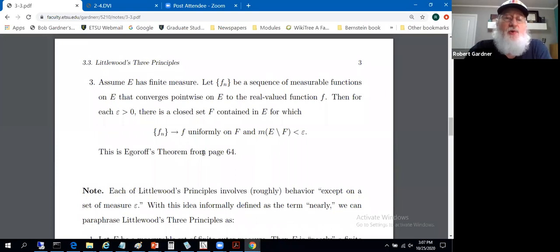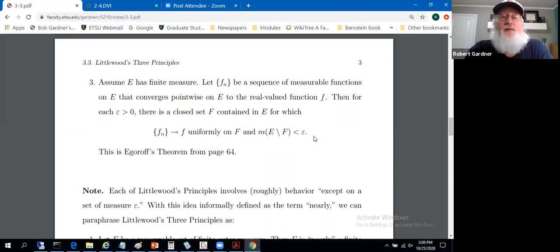Littlewood's third principle, also called Egoroff's theorem, says assume set E has finite measure. Let f sub n be a sequence of measurable functions on set E that converges pointwise on E to real valued function f. Then for every epsilon greater than 0, there's a closed set capital F contained in E for which f sub n converges to f uniformly on set capital F, and the measure of E set minus capital F is less than epsilon.